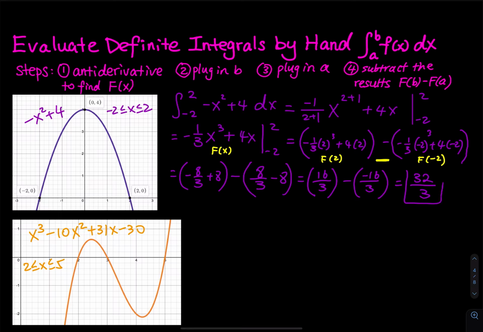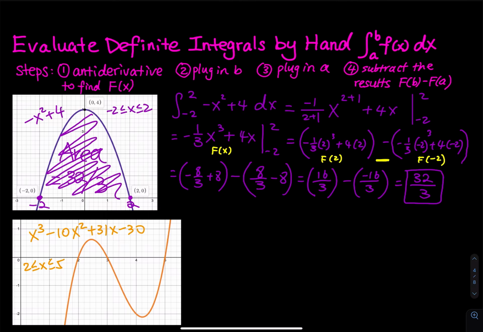What is this equal to? This is the area under the curve of negative x squared plus 4, where x goes from negative 2 to 2. So let me just write this down. The area under this parabola is equal to 32 over 3, from x equals negative 2 to x equals 2. The total area, like this piece, is equal to 32 over 3. Okay, so moving on to the next problem.